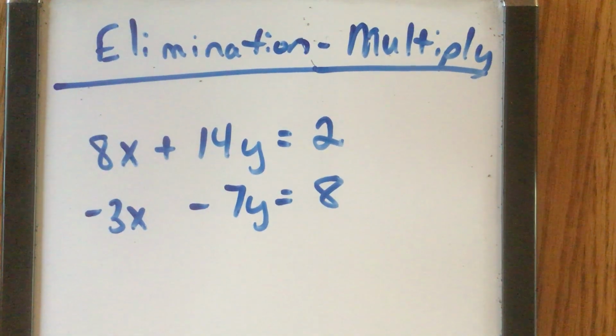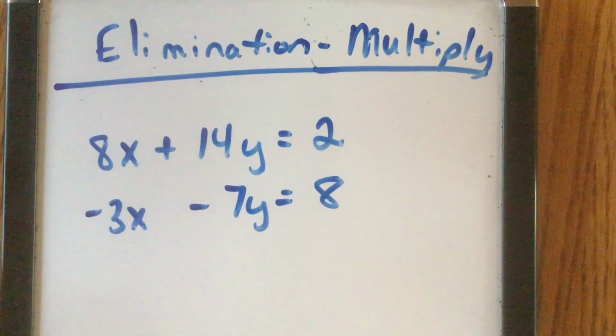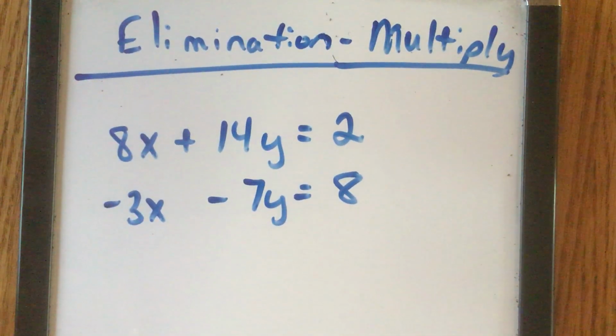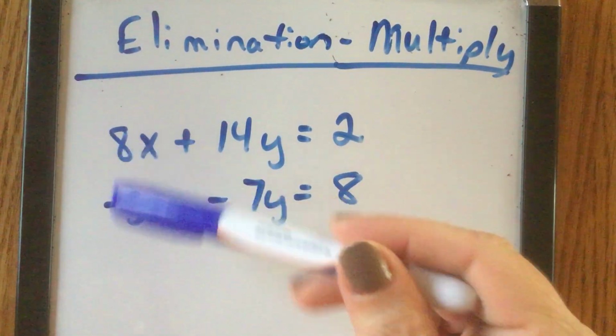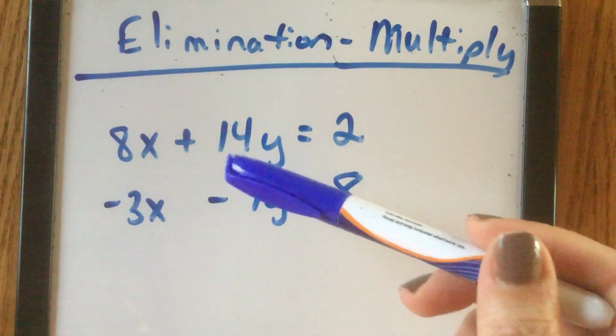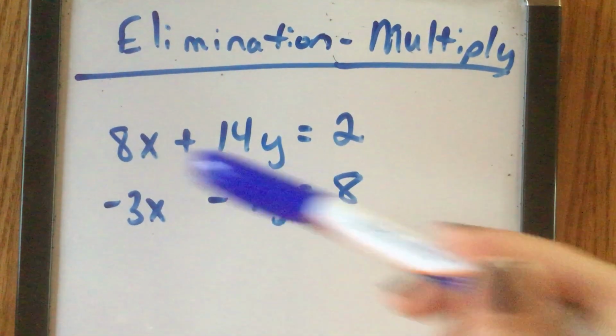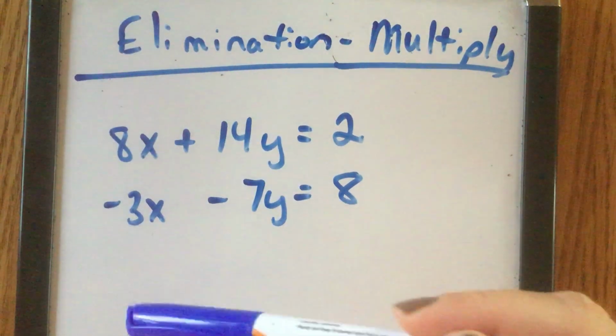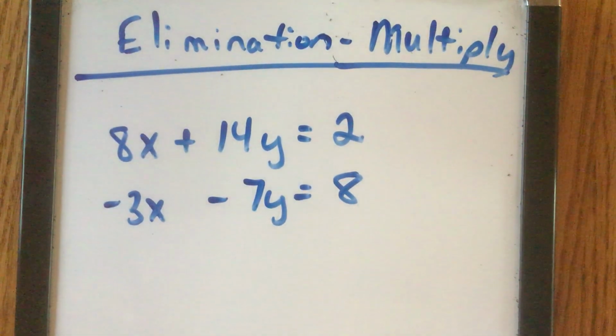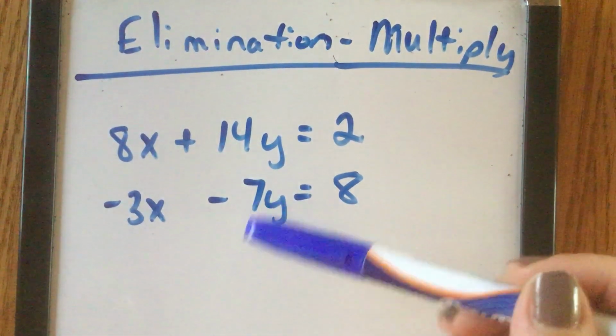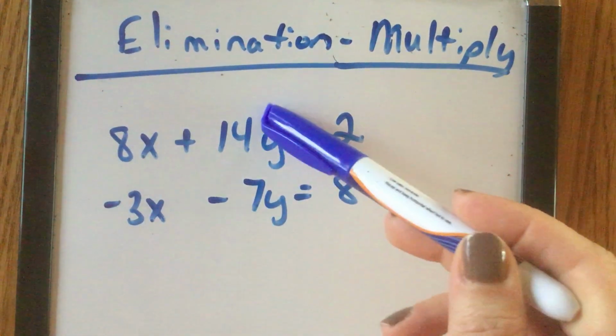All right, on these problems, we have to do one extra step at the beginning. So if we're looking at this, we would like to just add or subtract, but we can't. If we add them together, 8 plus a negative 3 is 5, 14 plus a negative 7 is 7, so nothing cancels out. And they're not even the same number. I can't just multiply by a negative 1. But we do have a 7 here and a 14 here.